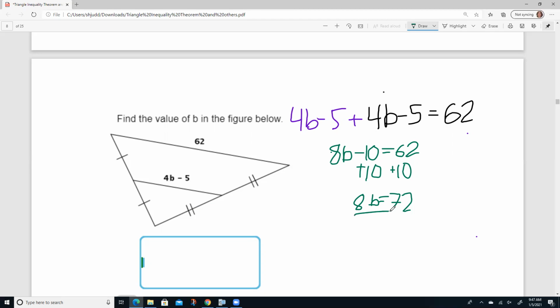Okay, I'll go ahead and divide by 8 on both sides. Sorry, I'm trying to use a little mouse pad right here, so it's kind of hard to write. And b is going to be equal to, well, 8 times 9 gives me 72, so b is equal to 9. Cool.